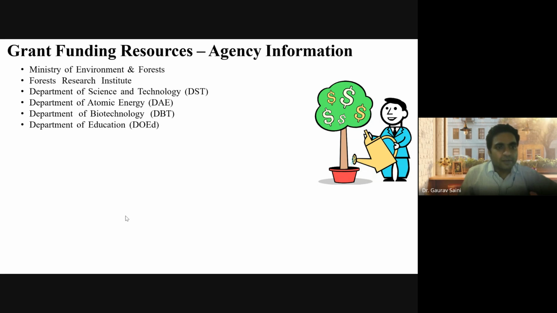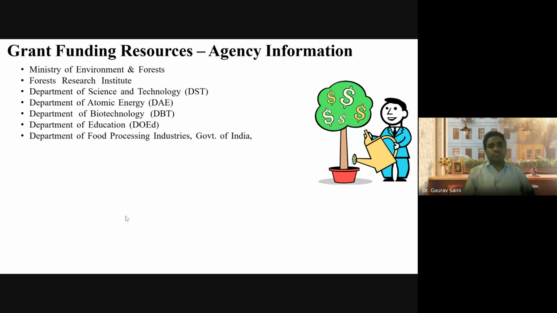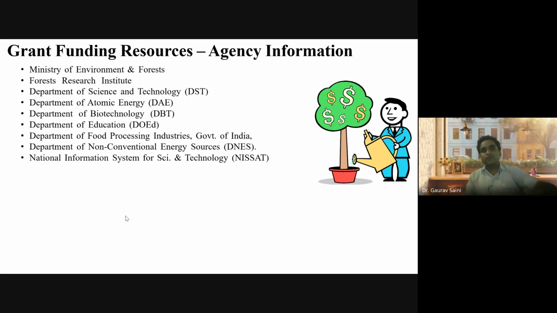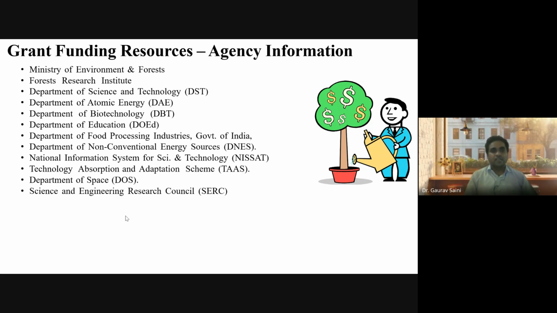Department of Education, Department of Food Processing Industries, I think that may be applicable to the agricultural industry, and Department of Non-Conventional Energy Sources, because agriculture may be helped by some of the renewable energy sources, so that can also be approached, some of the wind energy, some of the solar energy, that can also be applicable. National Information System for Science and Technology Absorption Adoption Schemes, Department of Space, Science and Engineering Councils.